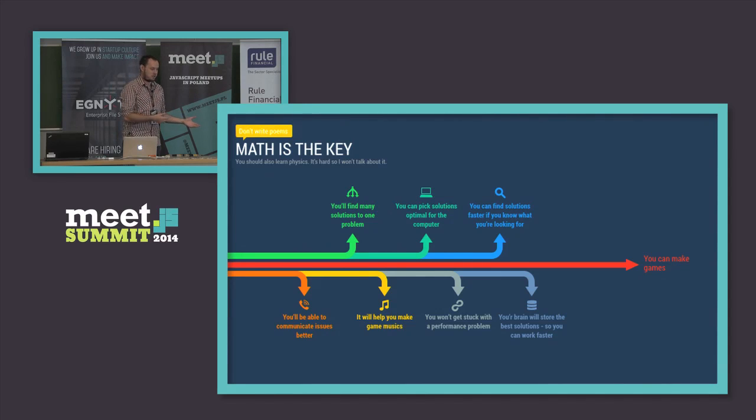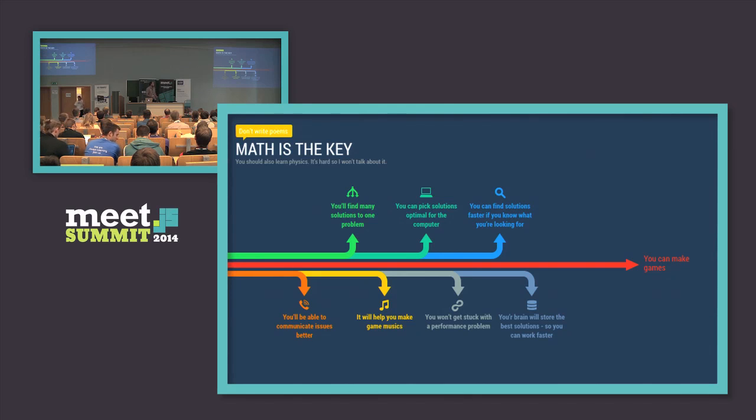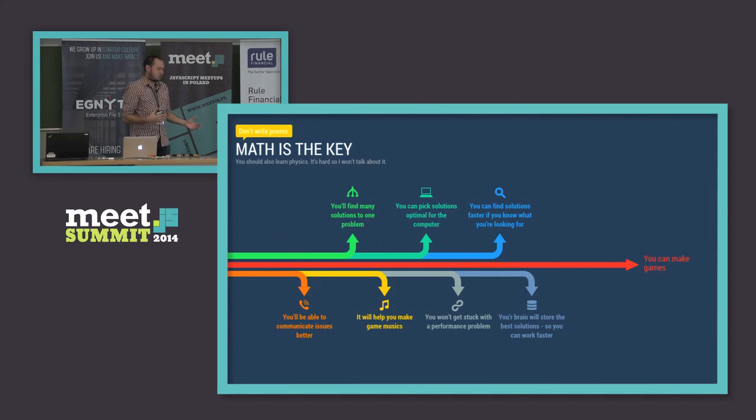You won't get stuck with a performance problem, because you can always communicate with the client and tell him, okay, we need to change this part of the physics system because it just won't work on the older devices. You can find solutions faster because you know what you're looking for. For example, if I'm looking for a solution to make game physics based on a circle, and I know the equations or the math problems that I need to solve, it's easier to find them and even copy the algorithm if I don't understand it fully. And your brain will store the best solution, so you will constantly learn. By skipping this math part, you are putting yourself in a dangerous situation when you get stuck in your development, and you won't excel, and you can't make games then.